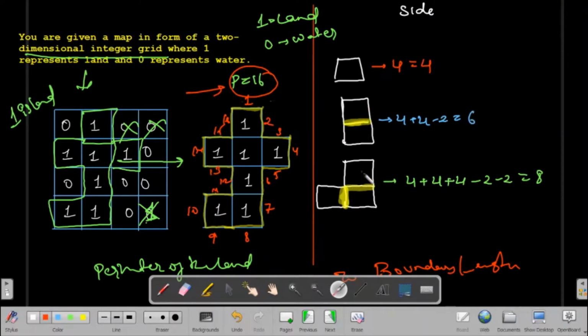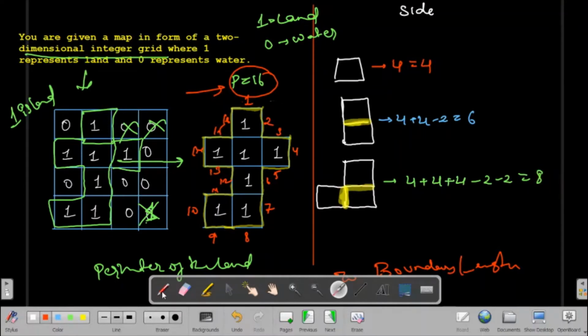In the same way, when we have 3 lands, each land has 4, 4, 4, but we will also do minus 2 for this pair, and minus 2 for this pair. So at the end, for three lands which are connected in this way, we will have a perimeter of 8.